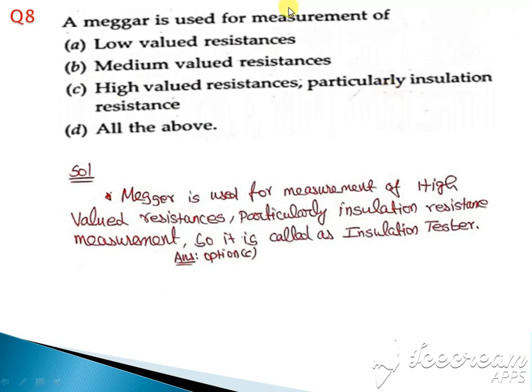Question number 8: a megger is used for measurement of: option A, low valued resistance; option B, medium valued resistance; option C, higher valued resistance, particularly insulation resistance; option D, all the above. Already we know for lower resistance we use Kelvin double bridge, and for medium we use Wheatstone bridge. So megger is not used for both A and B, and so D is also not the answer. The correct answer is option C, higher valued resistance, particularly insulation resistance. The other name of megger is insulation tester.